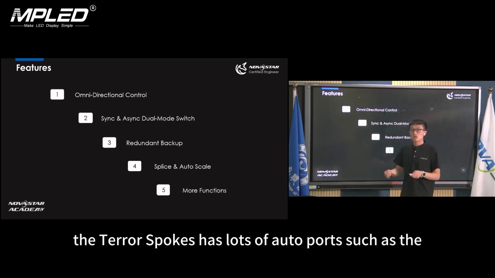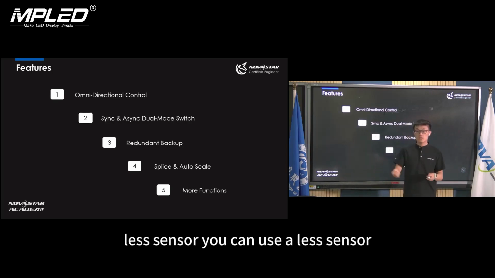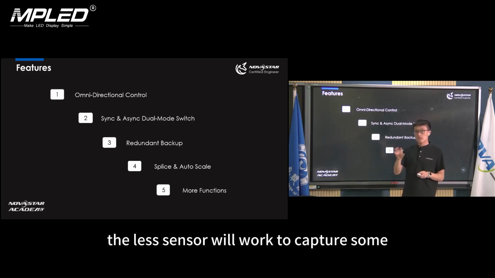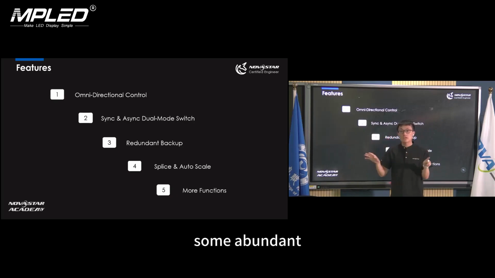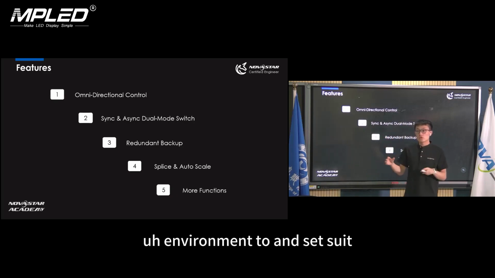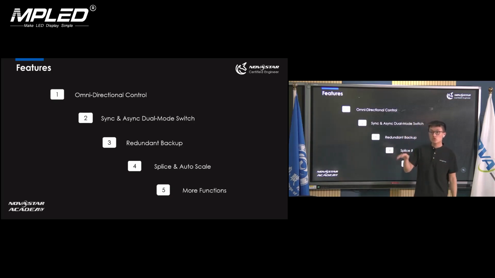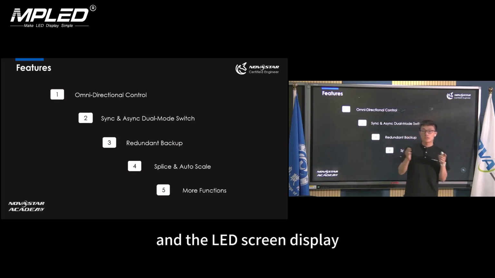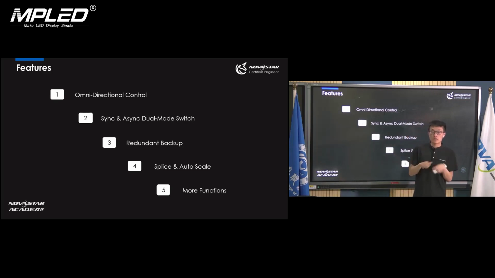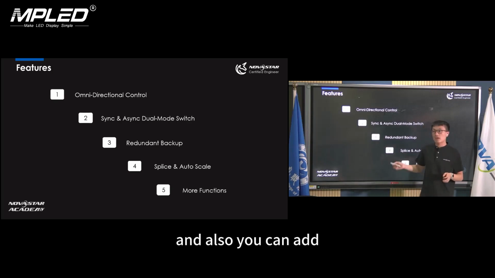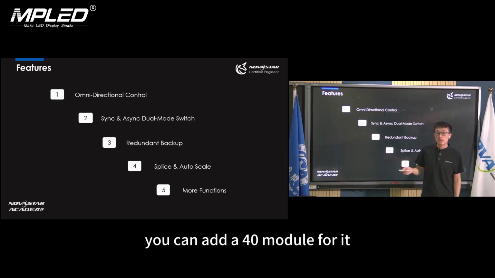And the fifth feature is more functions, which means that the Taurus box has lots of output ports, such as for a LED sensor. You can use a LED sensor, just connect it with the Taurus box, and the LED sensor will work to capture the ambient environment, and you can set a timetable to change the brightness, and the LED screen display brightness will follow the table. And also you can add a 4G module for it.